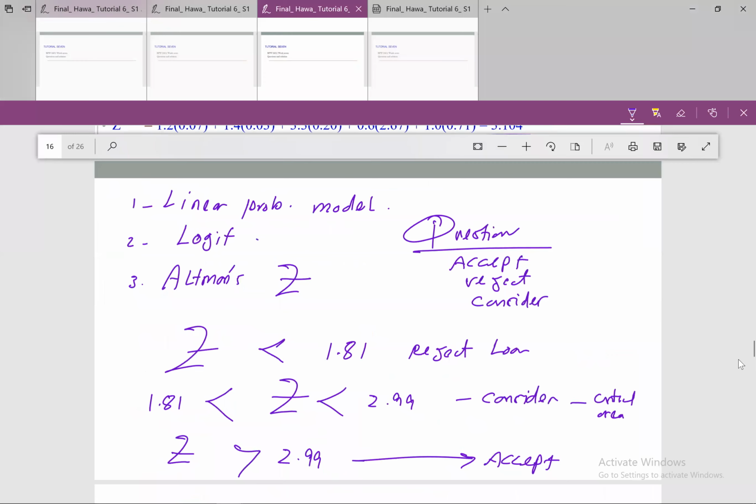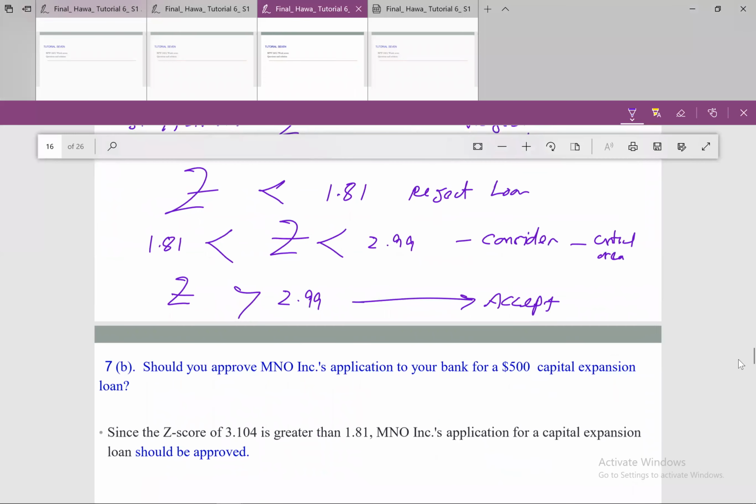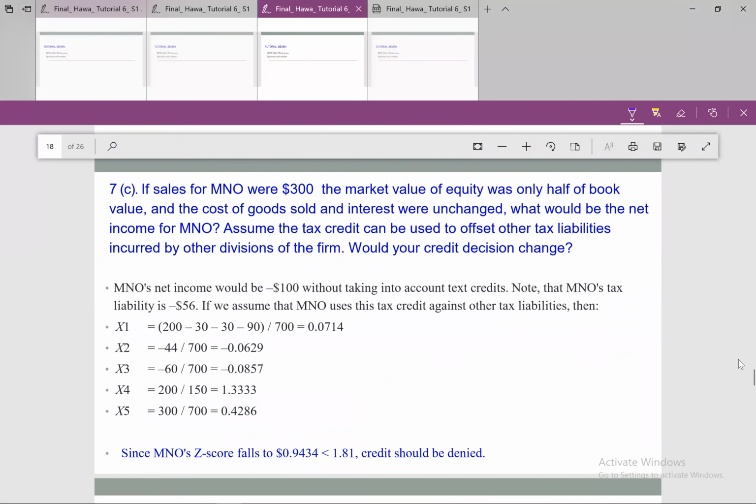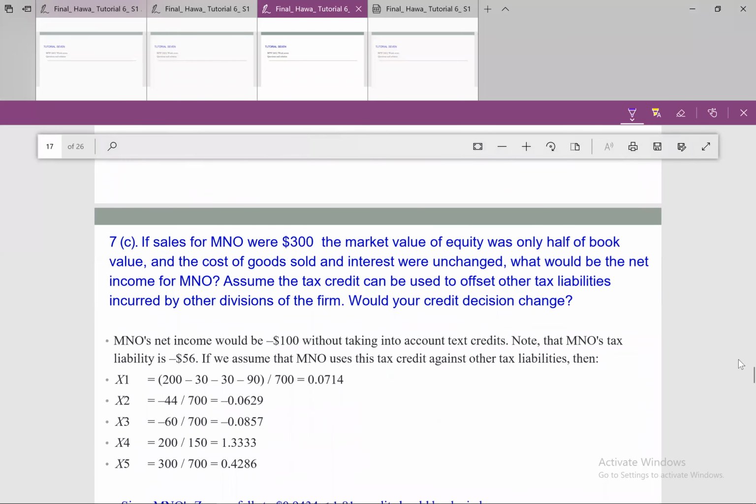If we go with the same information, but we go here, here is the same information. However, the sales, I want to see whether this model can capture it and really reject the loan. These people, last time they made 500 in sales and their income was 44, in which they pay dividends of 22. Now the sales have dropped 40% to 300.